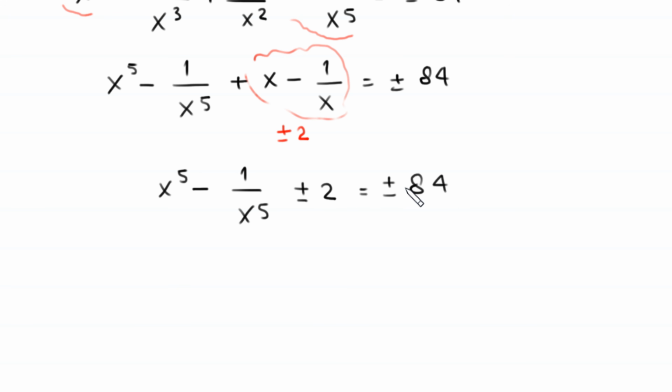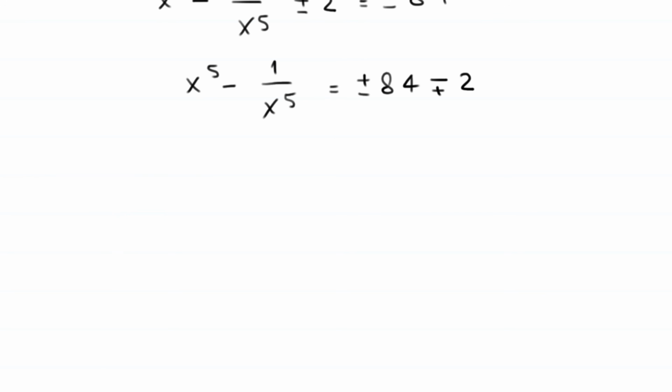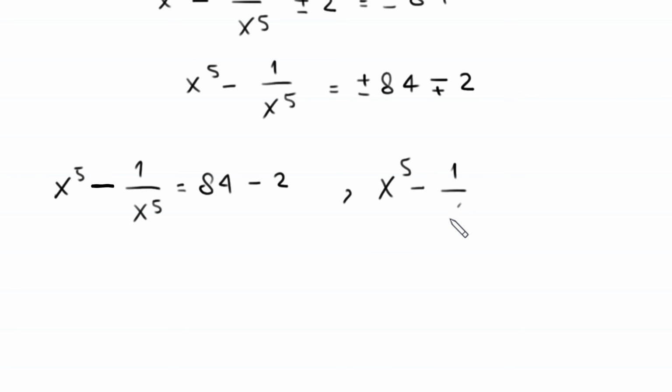Move this term to the right hand side. This will become x to the power 5 minus 1 over x to the power 5 equal to plus minus 84, and this plus minus 2 will become minus plus 2. So from here we get two cases: x to the power 5 minus 1 over x to the power 5 equal to 84 minus 2, and second case is x to the power 5 minus 1 over x to the power 5 equal to negative 84 plus 2.